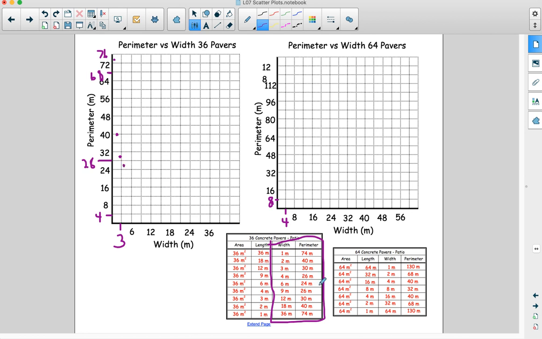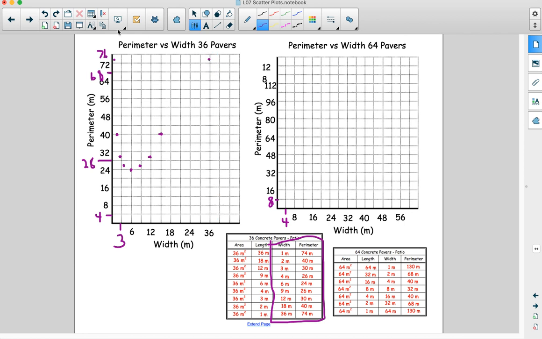And the next one is 6 and 24. This is 6, and that's 24 right there. Then we're going to move over to 9. This one is 9, and we're back to 26, which is right here. And then 12, all the way over to 12, and then up to 30, and 30 was right there. And then 18, over to 18 to 40. And then 36, which is way out there, all the way up to 74.